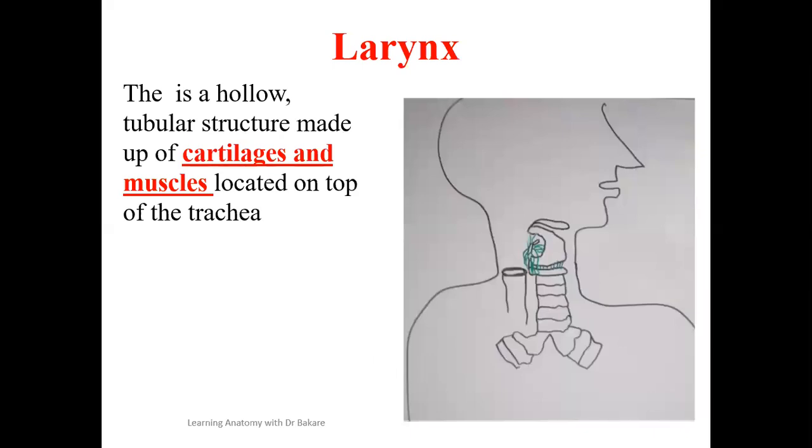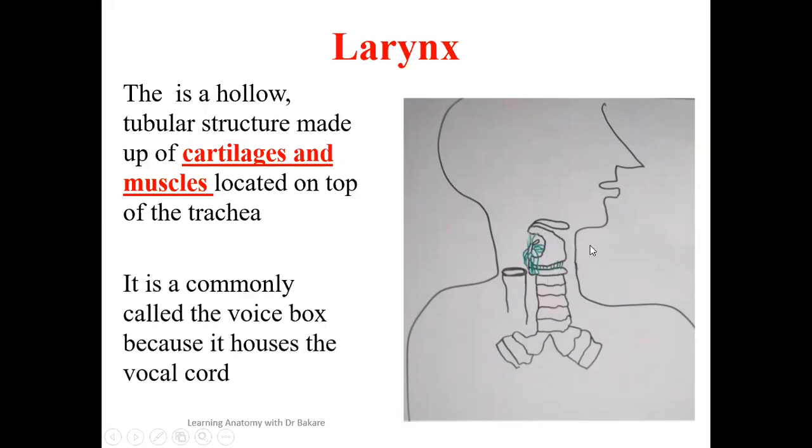The larynx is a hollow tubular structure that is made up of basically cartilages and muscle. It is located at the superior end of the trachea. This is the trachea, and this is the larynx on top of it. It is also referred to as the voice box, and the reason is that it is within it that the vocal cord is located. The vocal cord is a structure that allows the phonation of sound. So it is located inside the larynx, and that is why it may also be referred to as the voice box.